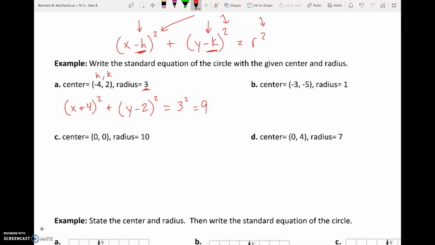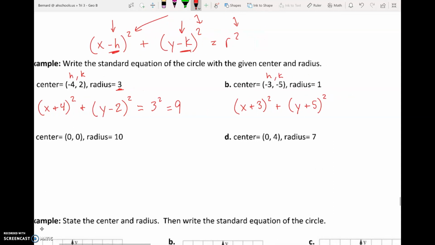Now, let's do B. Remember, our center is our h and k, and we always do an x minus and a y minus those numbers, and it always turns them opposite. And so we have an x minus -3, which means +3. And then we'll do plus, and then we'll get our y. It'll be y minus -5, so that becomes y plus 5. Remember to keep adding your squares, and then it equals 1 squared, right? And 1 squared is just 1.